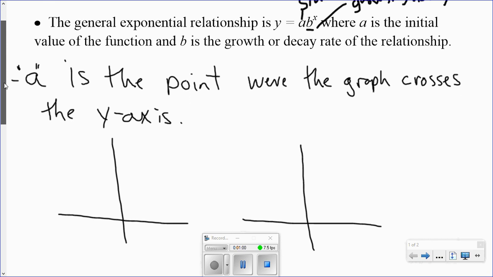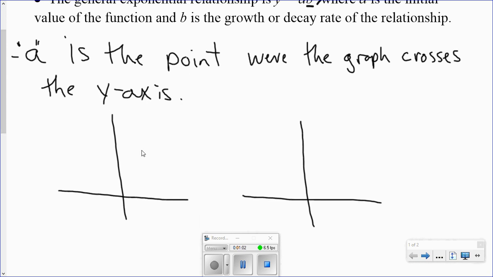Now, when we take a look at the following graph, you'll notice that we have y is equal to 4 raised to the 2x. Now the number 4 that's not being attached to the exponent is what we call the initial value, the starting value of our parabola. Sorry, not parabola, our exponential.